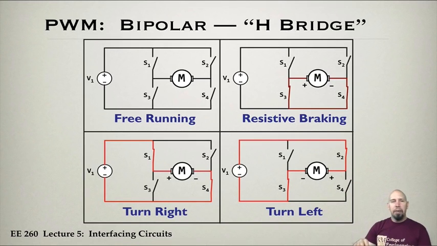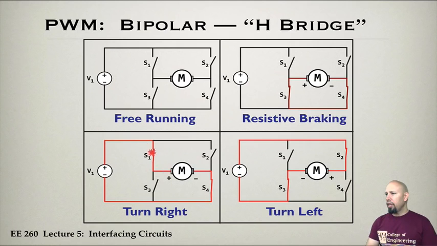Okay, so again, depending on where you put the switches, you can get different things happening. First of all, when all the switches are open, that's called a free running condition. When you want to shut the motor down and let it coast to a stop, you can do it this way. Basically, there's no current flowing through the motor at all. So the motor runs and it shuts down eventually.